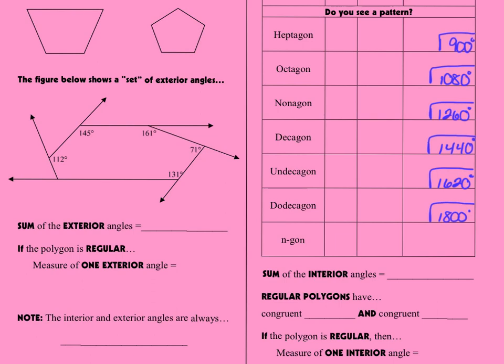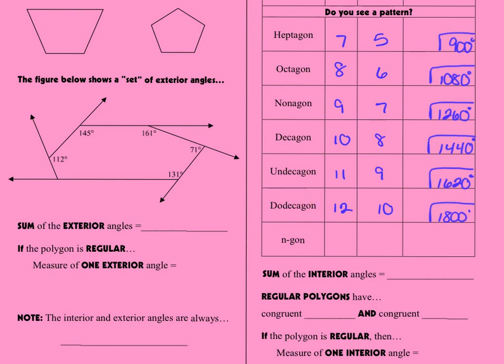Our heptagon will have 7 sides, and it will have 5 triangles. You can check that 5 triangles times 180 will get you 900. Continuing, the octagon has 8 sides. It'll have 6 triangles. 9 sides will have 7. 10 sides on the decagon will have 8. The undecagon has 11 sides. It'll have 9. The dodecagon will have 12 sides. It will have 10. And again, you can verify that this number of triangles times 180 will in fact give you these totals that I've written here.